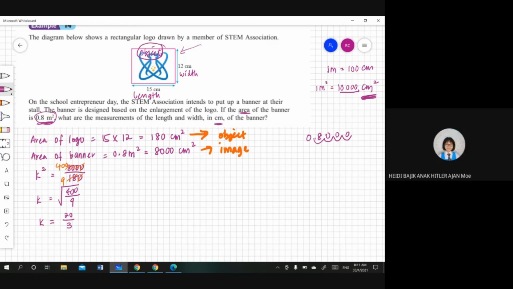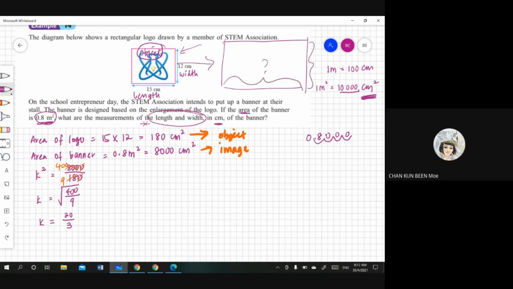Okay, now we go back to what is the requirement in the question. What are the measurements of the length and width? You need to find the length and the width of the banner. Meaning that after the enlargement, you need to know how much is the length and how much is the width here. Okay, so we continue.